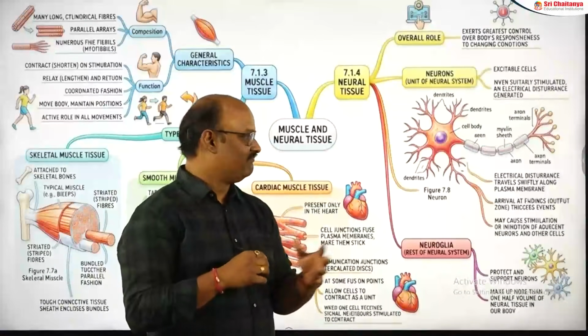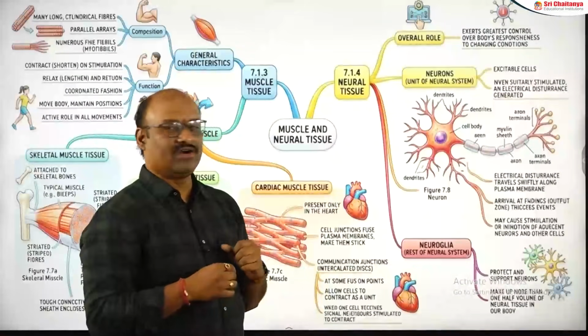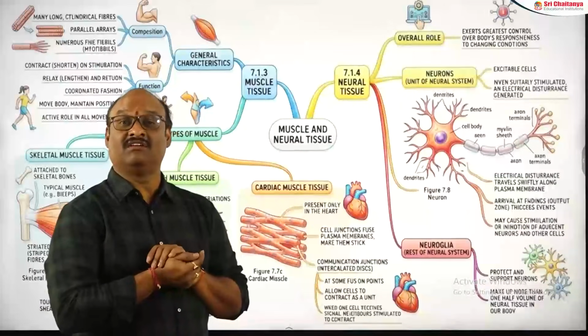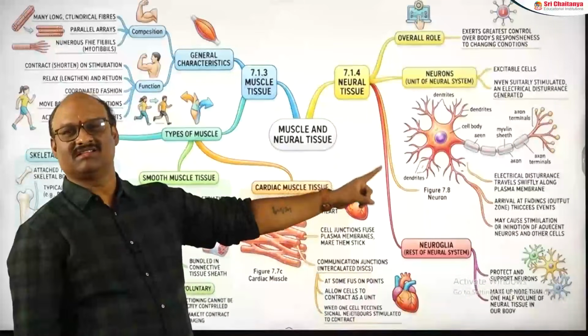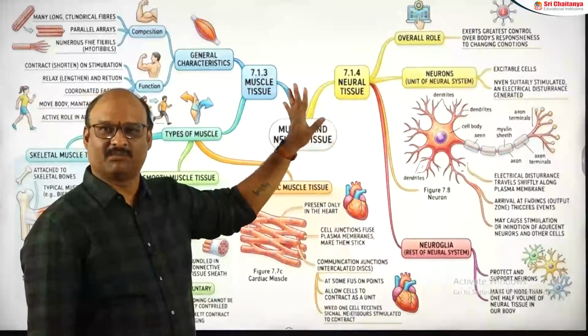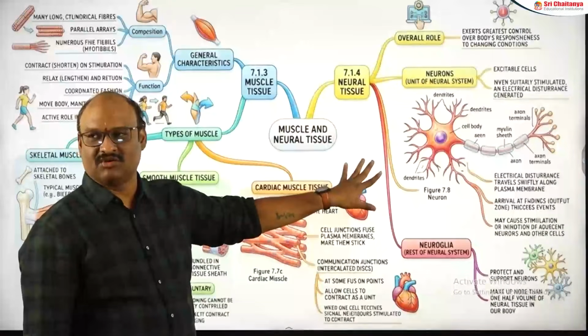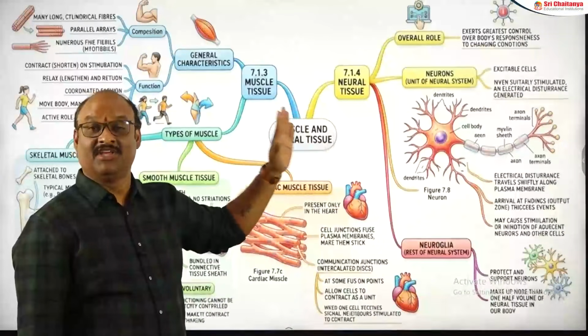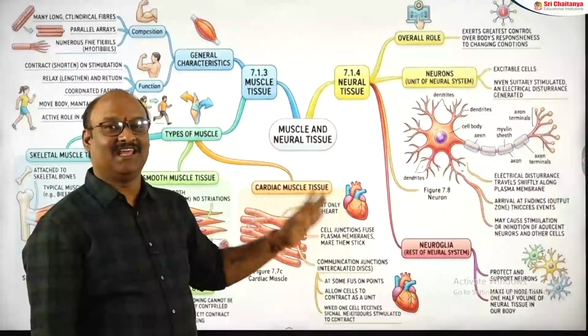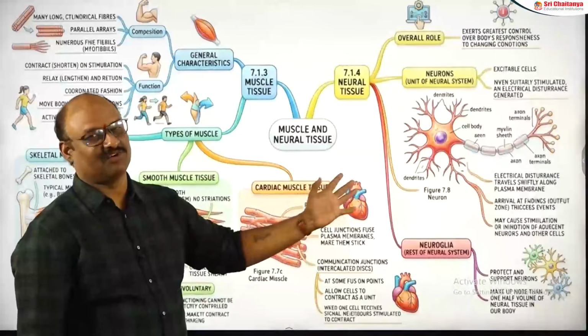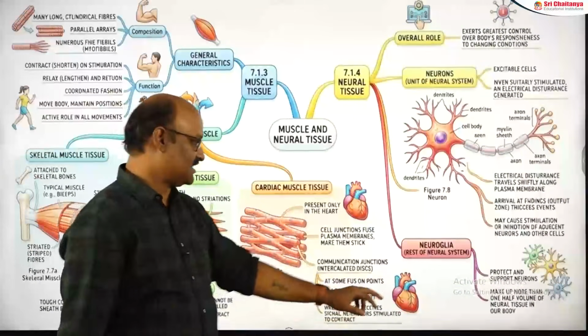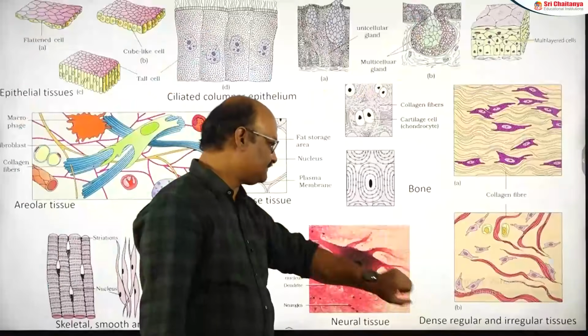Whereas the neuroglial cells, which occupy more than one half of the neural tissue, help in providing support and nourishment to the neurons. These are non-excitable cells but they can regenerate. So that's about the nervous tissue in this particular chapter.